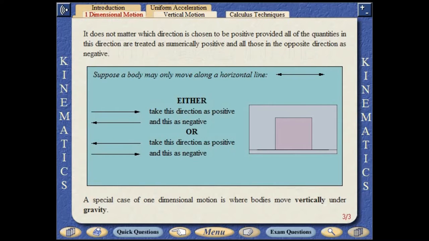It does not matter which direction is chosen to be positive, provided all of the quantities in this direction are treated as numerically positive and all those in the opposite direction as negative. A special case of one-dimensional motion is where bodies move vertically under gravity.